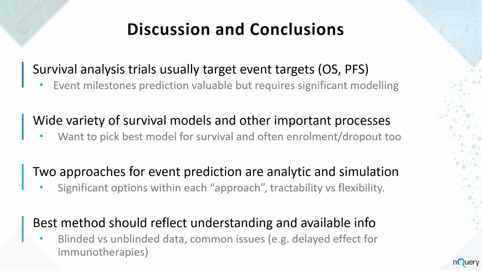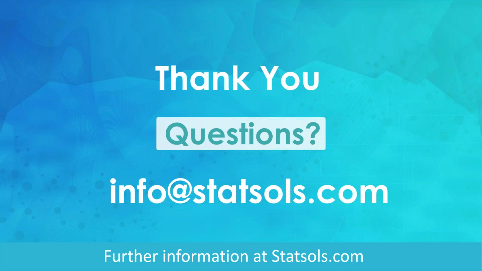And then, in terms of what our choices are here, they should reflect your understanding of the likely event process. If non-proportional hazards are going to come up, then you should probably use models that consider that. But also the available information, blinded versus unblinded data being a very important example. But even having summary data versus subject level data, and maybe even including site level data if you want to deal with enrollment, all of those will define what level of analysis is available to you.